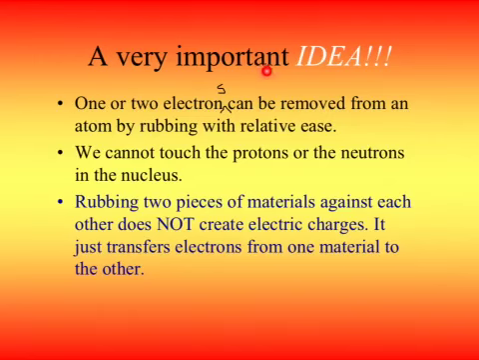A very important idea. 1 or 2 electrons can be removed from an atom by rubbing with relative ease. We cannot touch the protons or the neutrons inside the nucleus. Rubbing 2 pieces of materials against each other does not create electric charges. It just transfers electrons from one material to another.